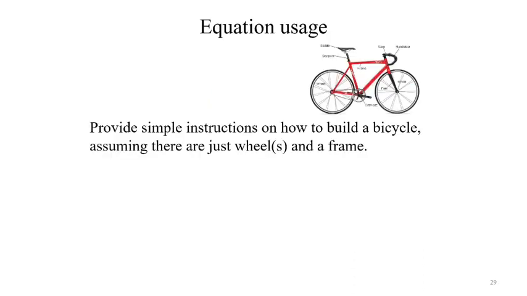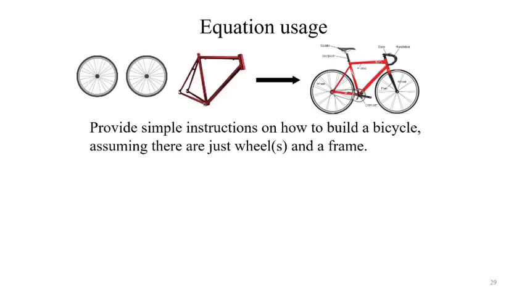If we were to try and provide simple instructions, again, what we're going to do is step back from the chemistry and look at a larger thing. So if we were to provide instructions on how to build a bicycle, assuming we just had wheels and a frame, we could say that we need those 2 wheels, and we put those 2 wheels together, and this is our putting together process, we get our bicycle, and so we've assembled it.